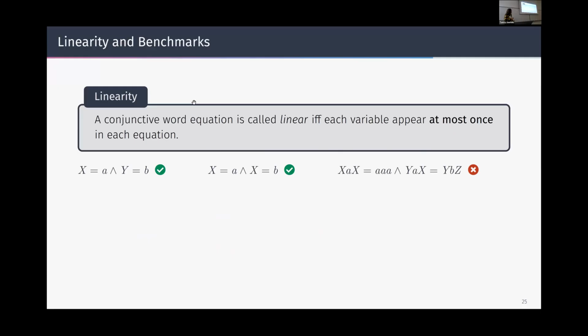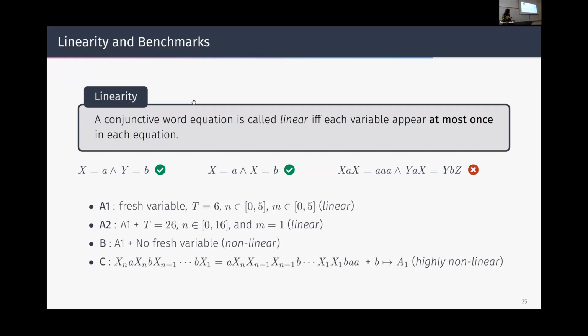And one particular notion here is the linearity. We say that a conjunctive word equation is linear if and only if each variable appears at most once in each equation. So this one is linear, x and y are unique. Here it is linear too, because okay, x appears twice, but only once in each equation. And this one is not linear because you have y in both sides here.